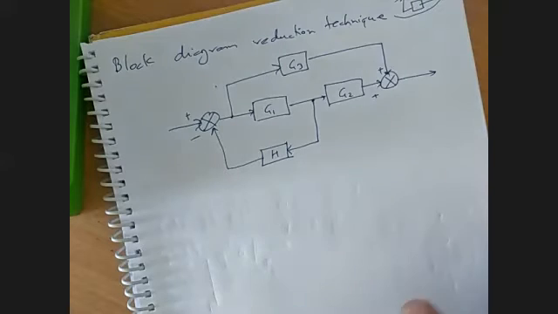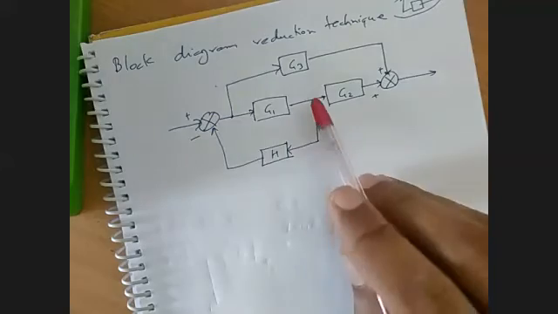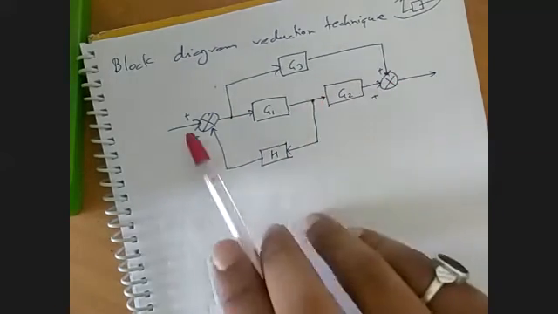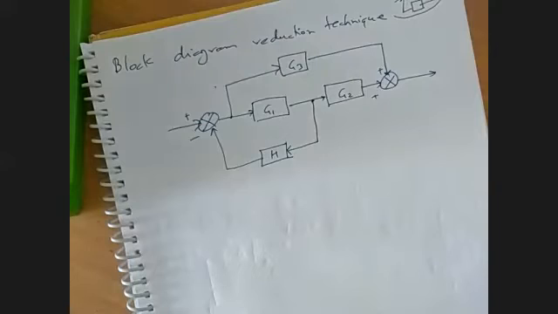Any student who can tell me how this can be done? We can shift this point here, we can shift this here, we can shift this anywhere. So what should be done first? G3 point, sir. Any student?